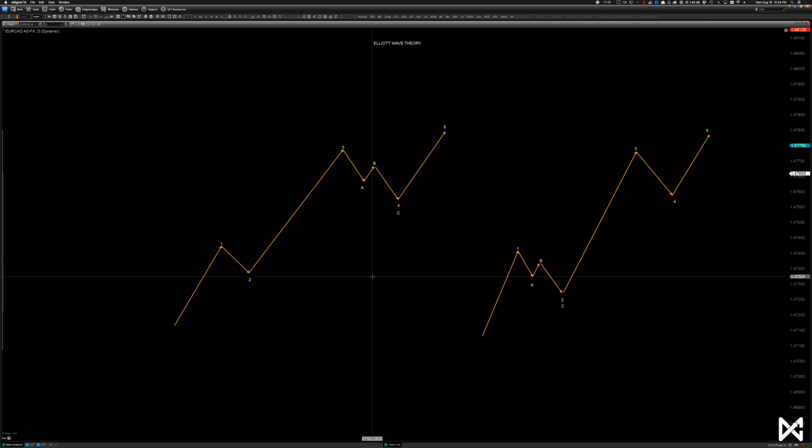So the idea is that if wave 2 is a simple pullback, wave 4 will typically be a complex pullback, and vice versa. If you look at the second example that I drew out, wave 2 was a complex pullback, and then wave 4 was a simple pullback. The way we can use this is by seeing that wave 2 is a simple pullback, and then the trend continues. So wave 1 breakout, wave 2 simple pullback, wave 3 the largest run that we have.